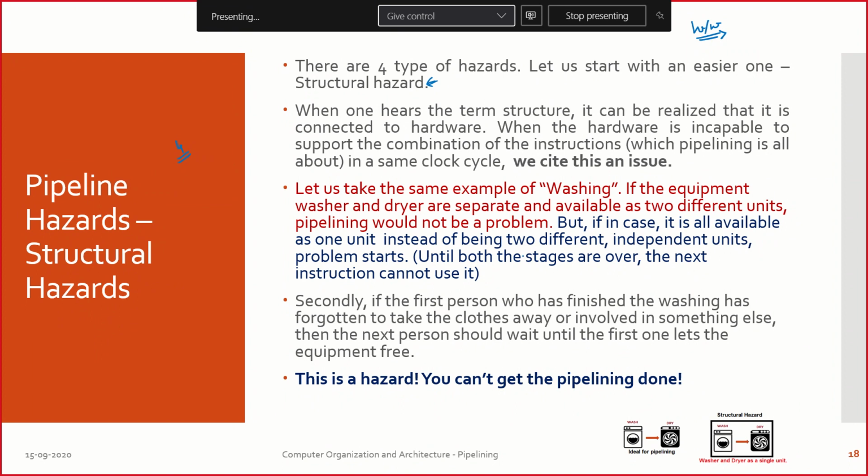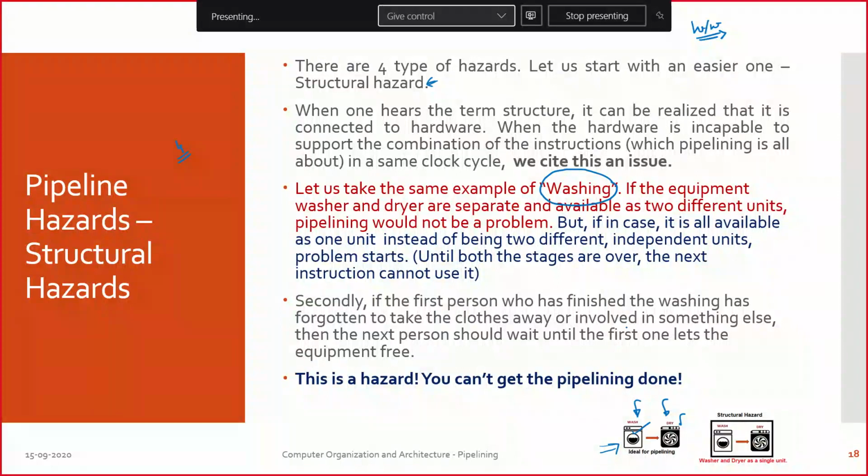I'll tell you an example so that you can understand. Let's take the same example of the washing scenario that I told you some time back. There are 2 separate pieces of equipment available in the previous case. I have got equipment 1 and equipment 2. Once this is done, I threw it into this so that the next person started using this. I have got 2 instructions and 2 separate hardware available. The first instruction used the first hardware, then it moved to the second, and then the second instruction started using the first. This is what I told you some time back, and I'm pretty sure that you remember it.